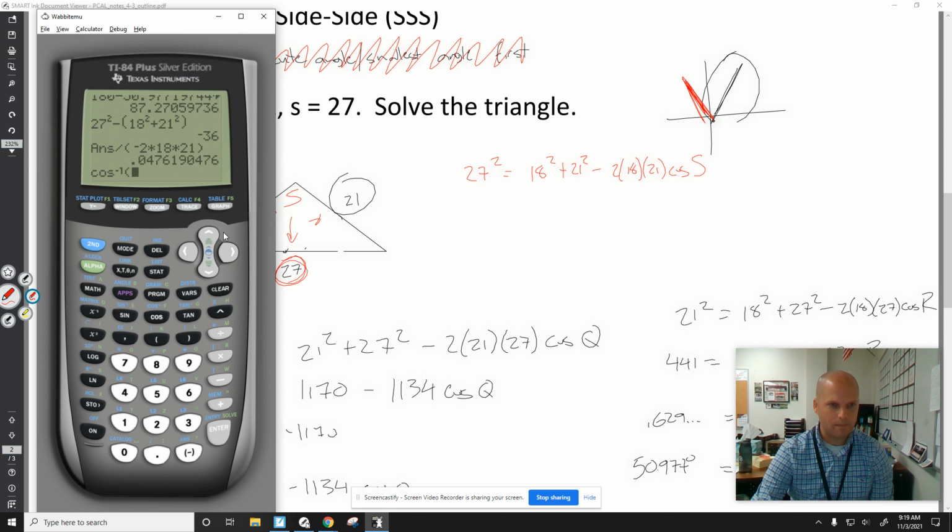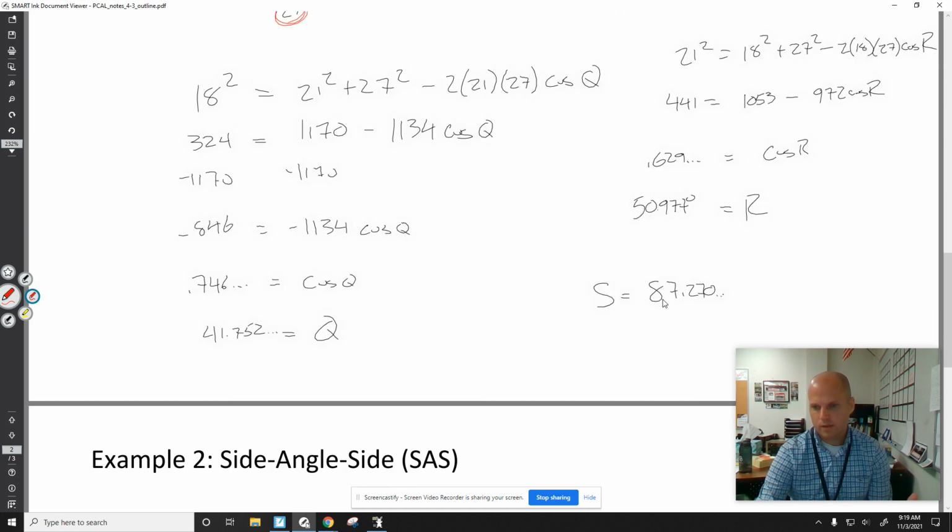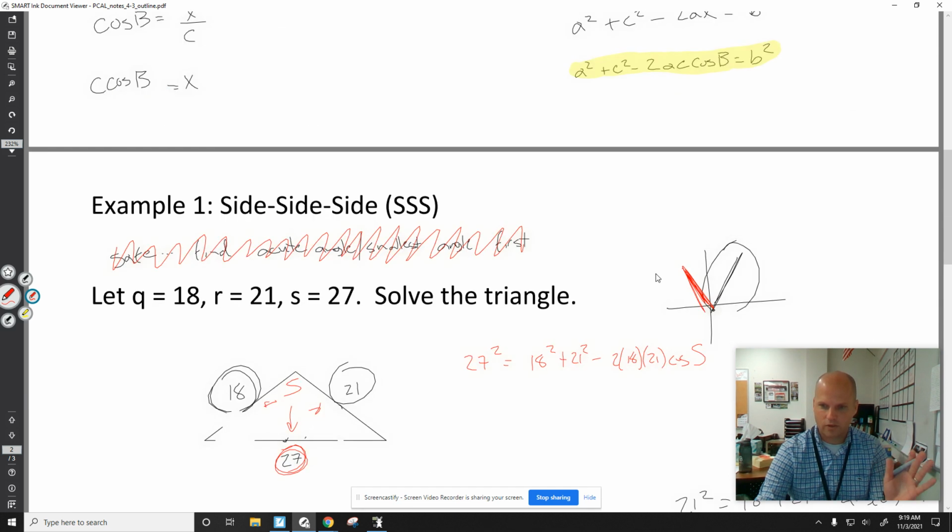Inverse cosine that number. This is just me solving really quickly. 87.27, boom. So inverse cosine works. You don't have an ambiguous situation. You don't have to worry about law of sines in 0 to 180 and two angles. Inverse cosine will always give you the correct angle, whether it's in the first quadrant or the second quadrant. So that's nice.